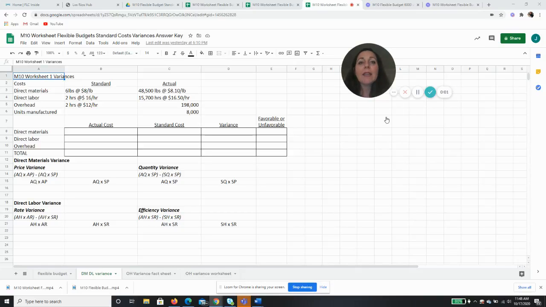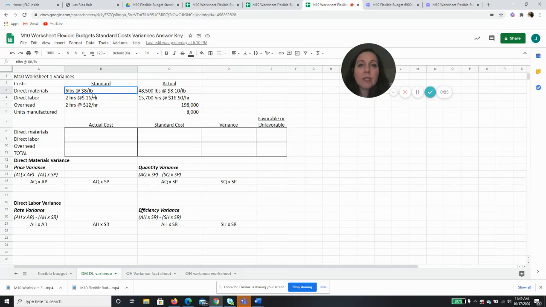Welcome back. In the previous videos, we looked at the flexible budget, and now we're going to start calculating our variances. Okay, so we are on the second page of the worksheet, and up here at the top, we have our standard costs. So for the product we're making, we expect we will use 6 pounds of our direct materials, and it will cost us $8 a pound.